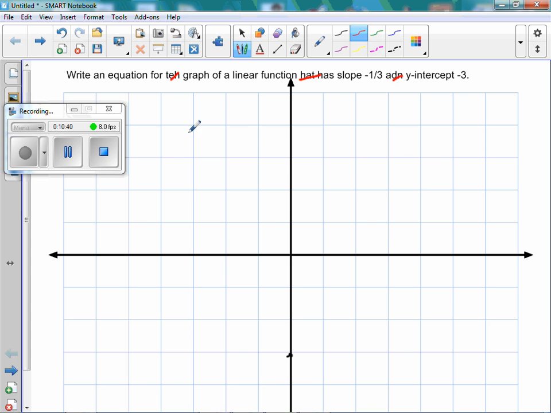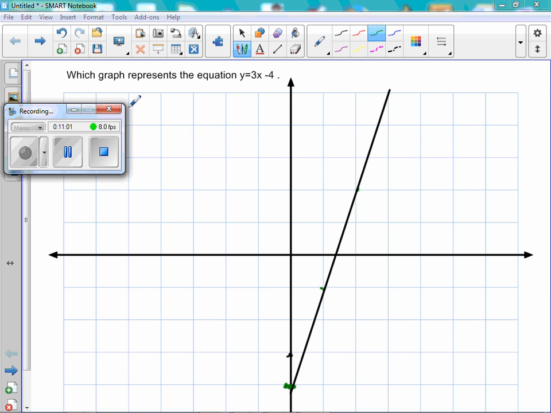So what is that equation? I know you know it. Go ahead and write it down. So the equation is y equals, the slope is -1/3 x minus 3. I know you got it. Put a check and pat yourself on the back.